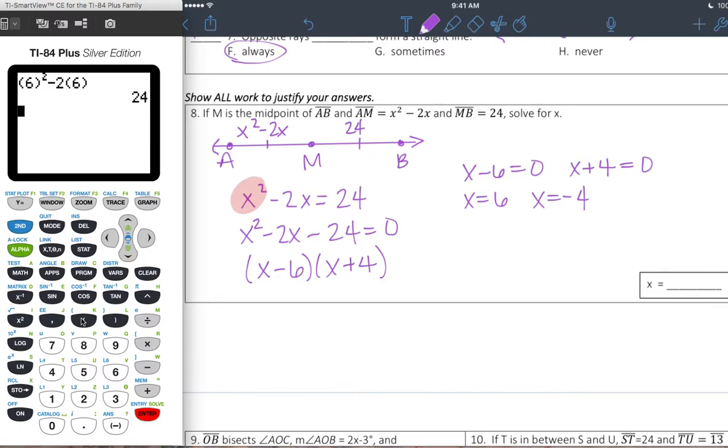Then we have to plug in negative 4 squared minus 2 times negative 4. And they both give us positive answers. So since they both plug in and give me positive answers, both of our x values are going to be valid answers. So we're going to have 6 and -4 as our answers here.